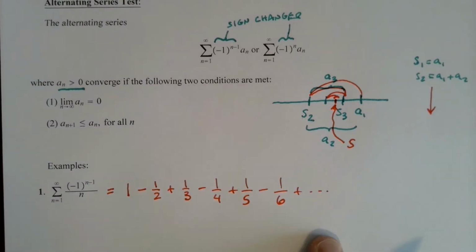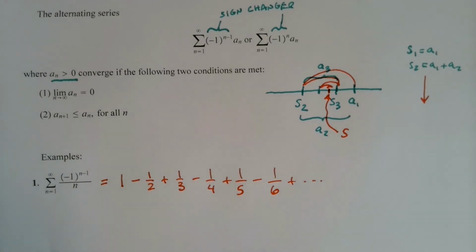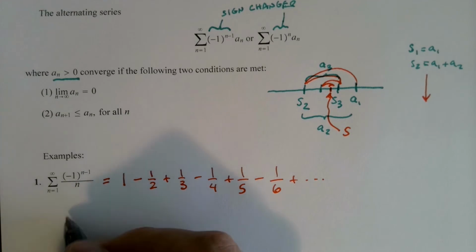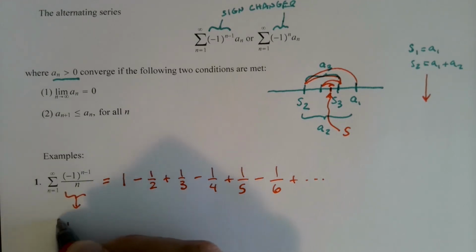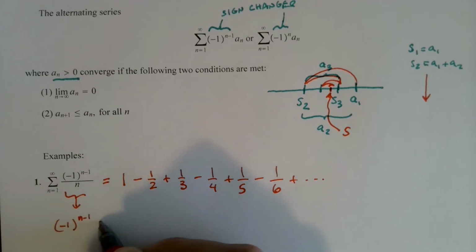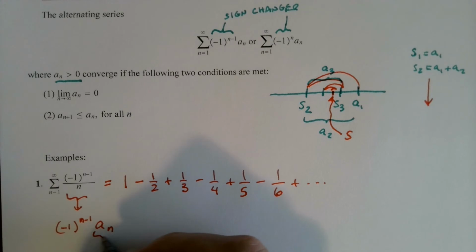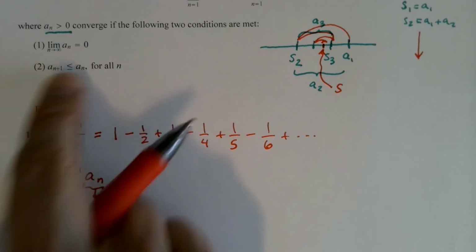And this is the alternating harmonic series. It turns out this is going to be convergent, and this expression really can be thought of as -1 to the n minus 1, and then the a sub n's that we're talking about being positive. What's the a sub n? The a sub n is 1 over n. And so this is what we use in these two criteria.